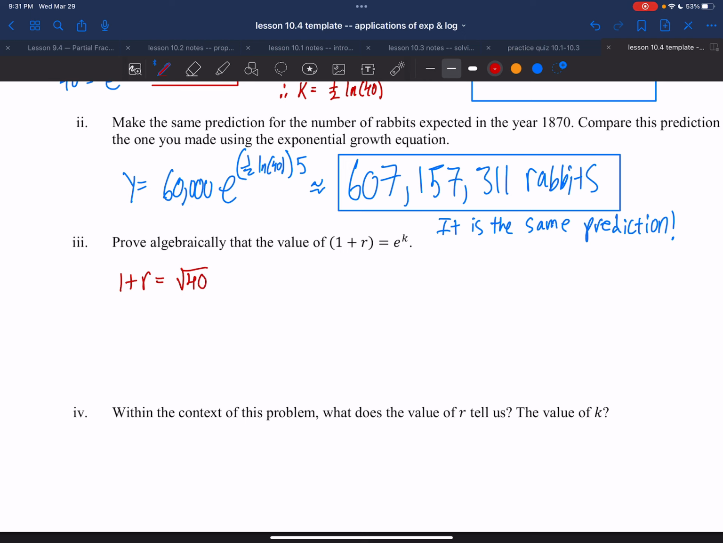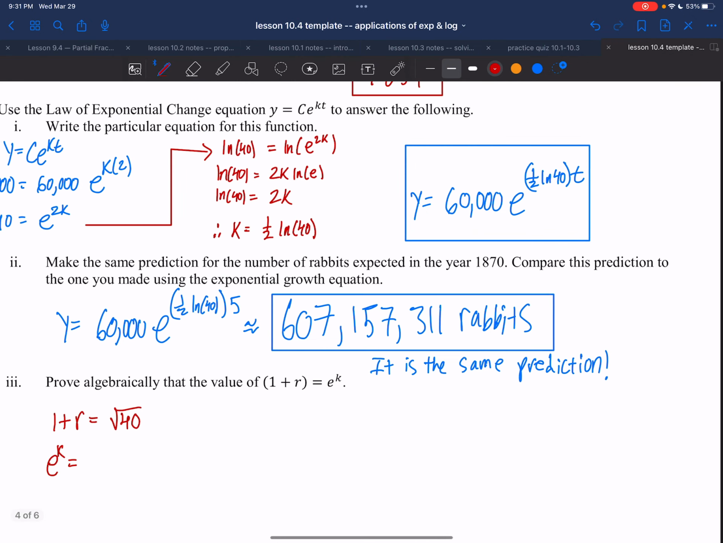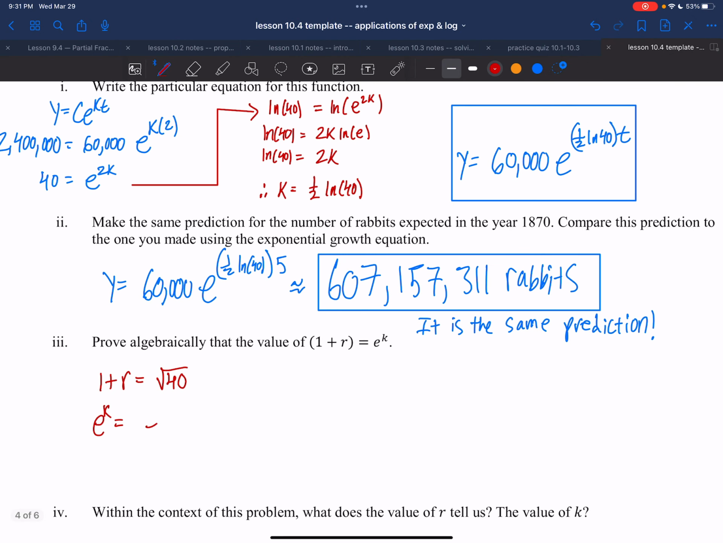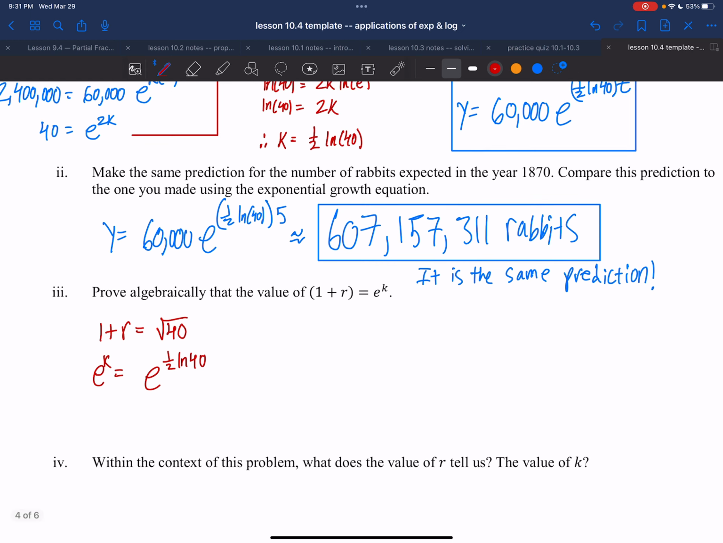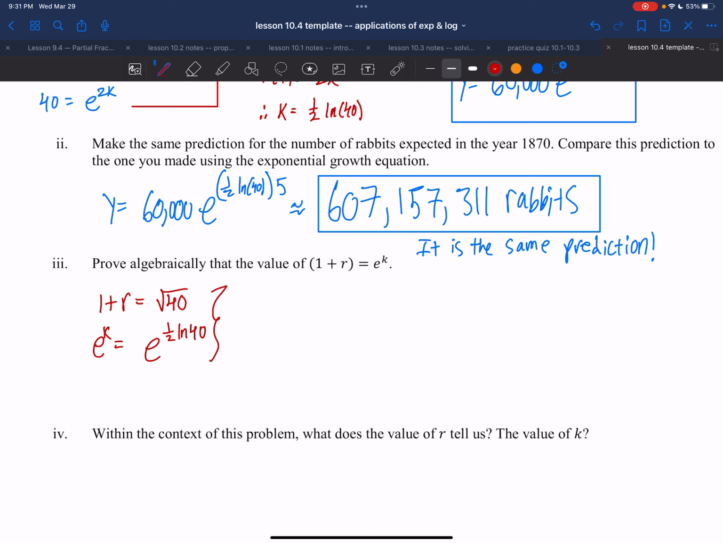Now, e to the k equals, well, what was k? It's e to the 1/2 natural log 40. So this is what we want to show, right? We'll say show that square root 40, which is 1 plus r, is equivalent to e to the 1/2 natural log of 40.